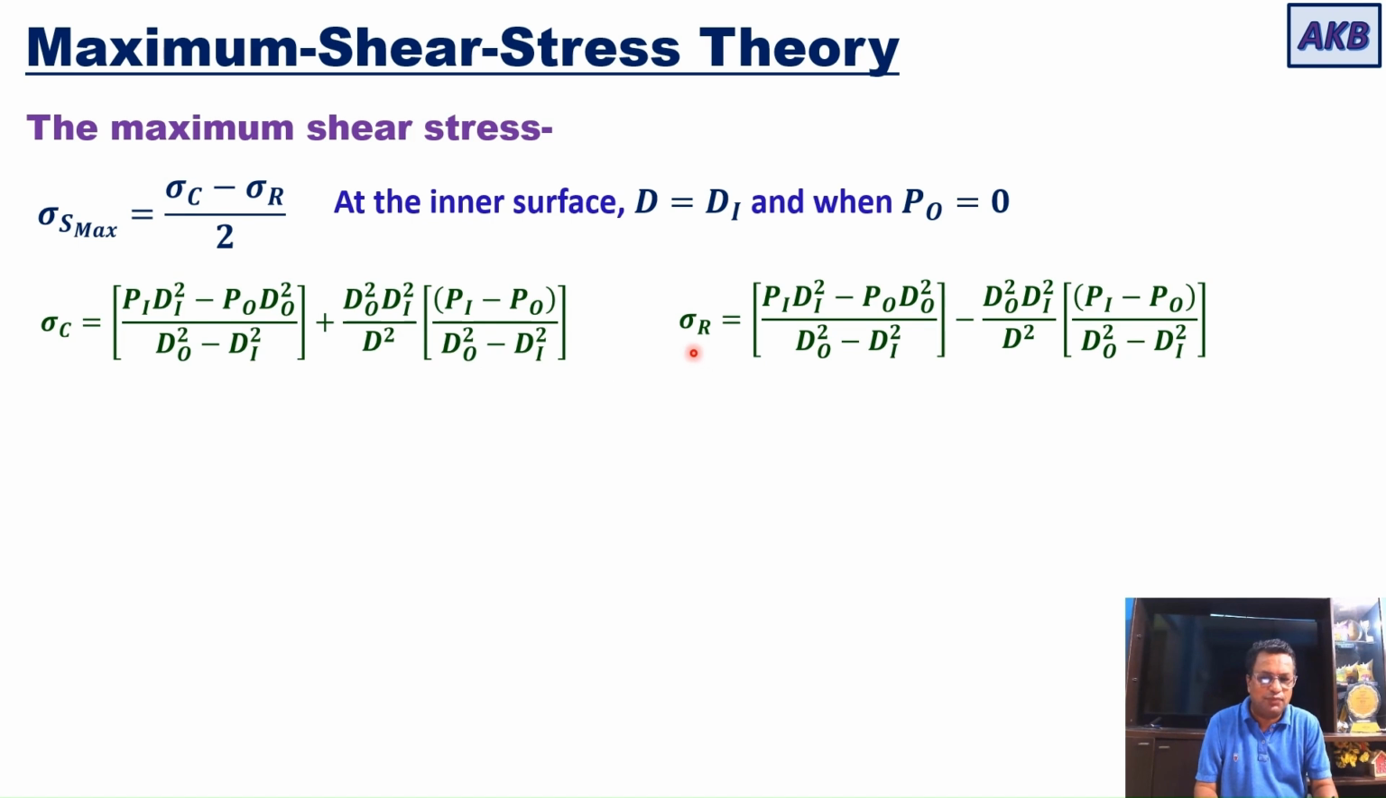The equation for sigma R, that is radial stress, is (Pi Di square minus Po Do square) divided by (Do square minus Di square) minus (Do square into Di square by D square) into (Pi minus P naught) divided by (Do square minus Di square). So when we say that we are going to evaluate this at the inner surface, that means wherever there is D in the equation, we are going to replace it with Di. And wherever there is P naught, we are going to equate it to 0.